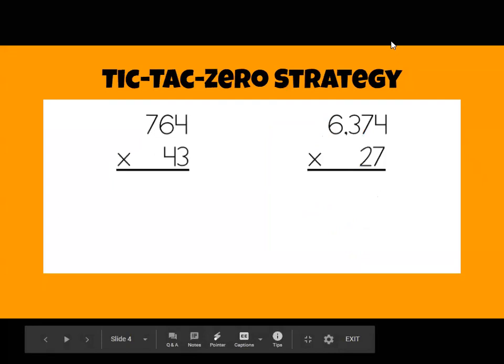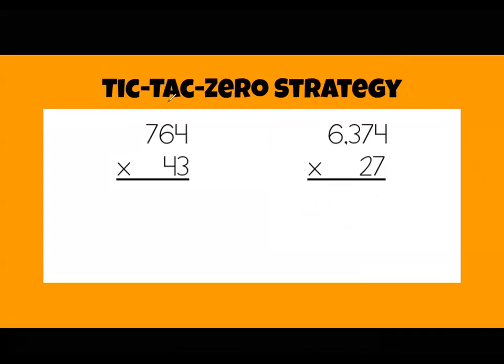So now let's use what I like to call the TIC-TAC-ZERO strategy to help us go step by step through the standard algorithm. 3 times 4 is 12. So we put our 2 and we carry our 1. Now we're going to multiply by the tens. 3 times 6 equals 18, plus 1 is 19, and then carry our 1.